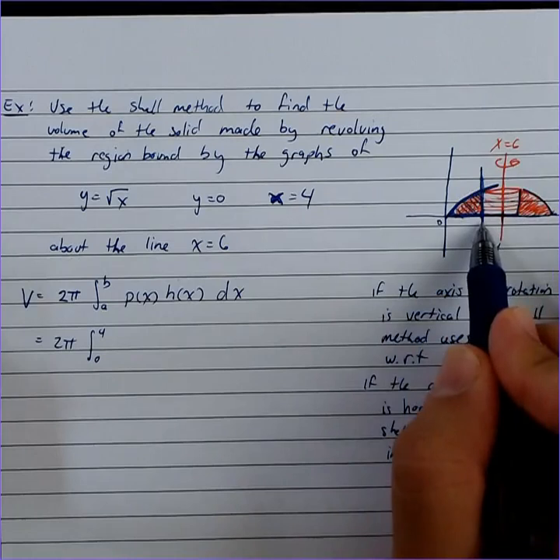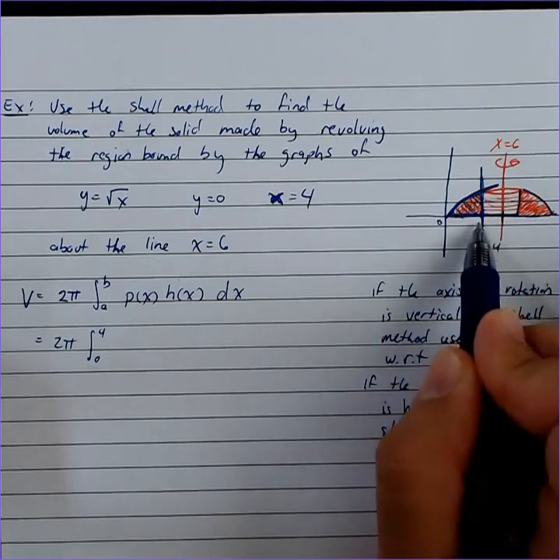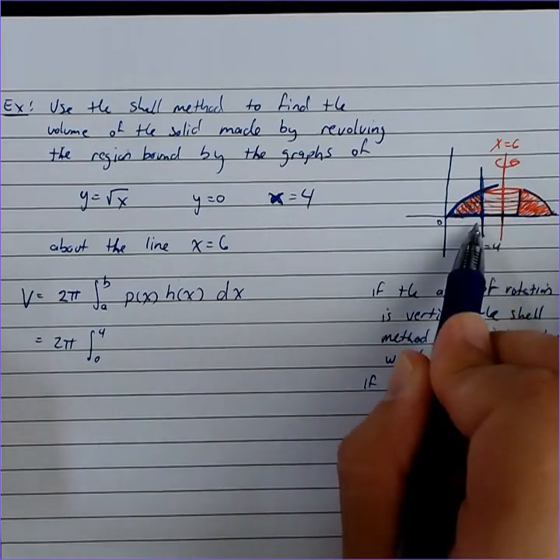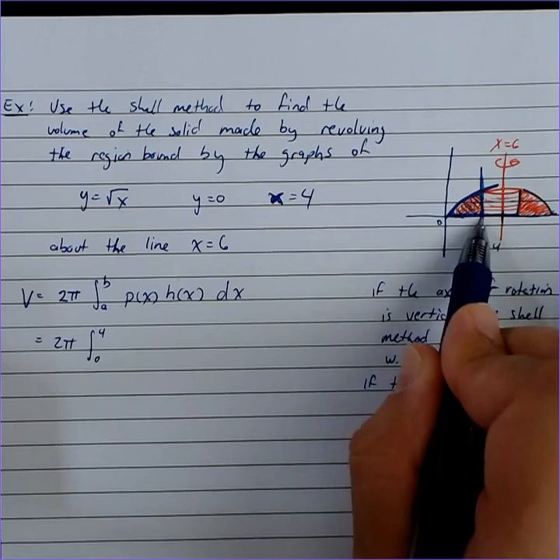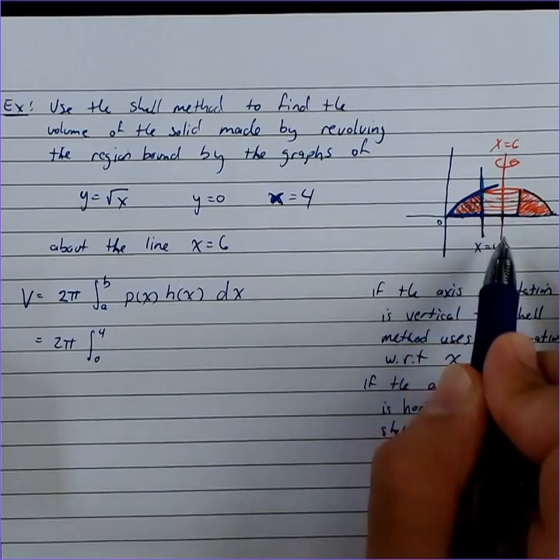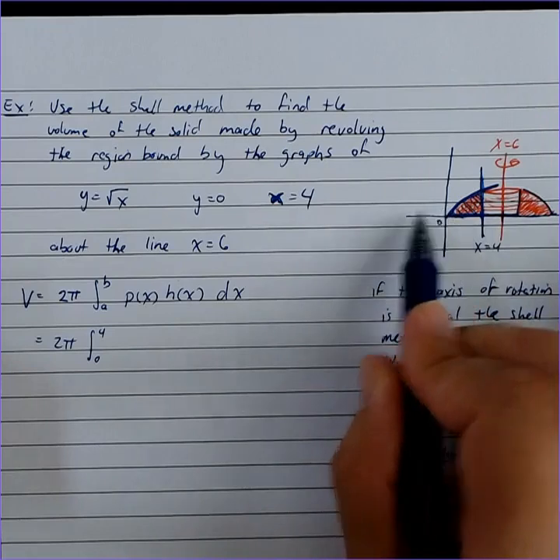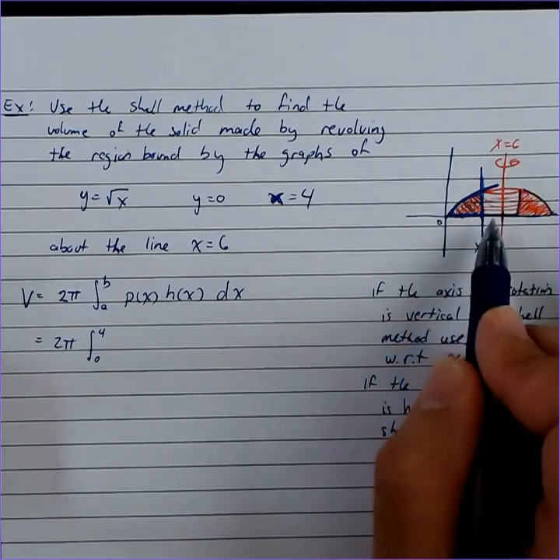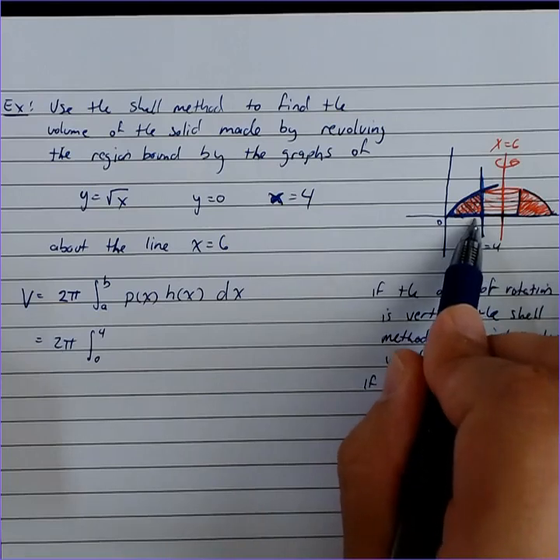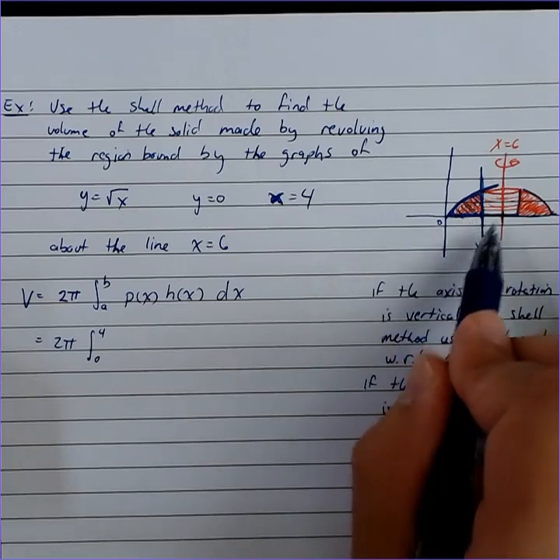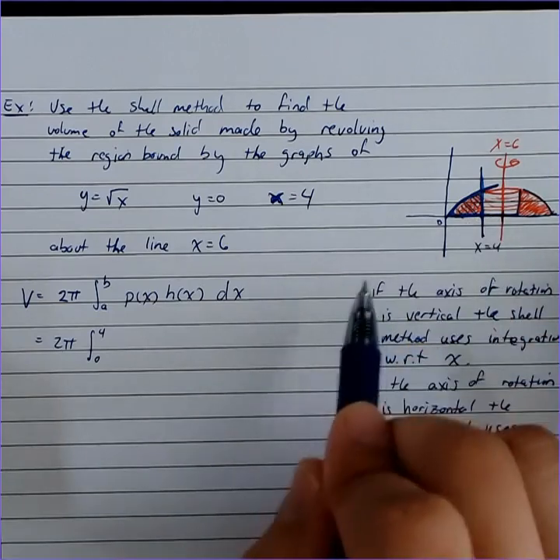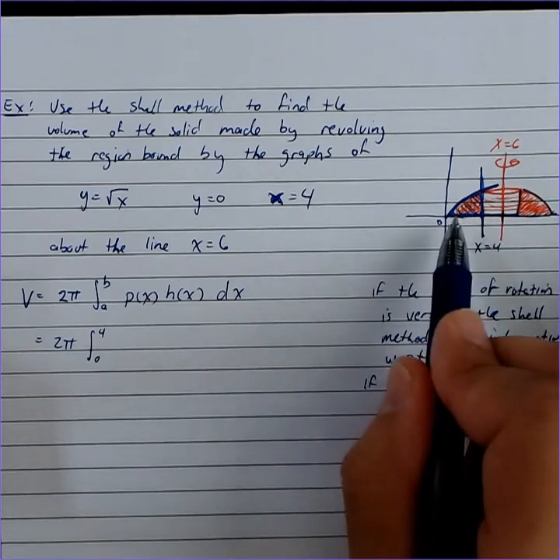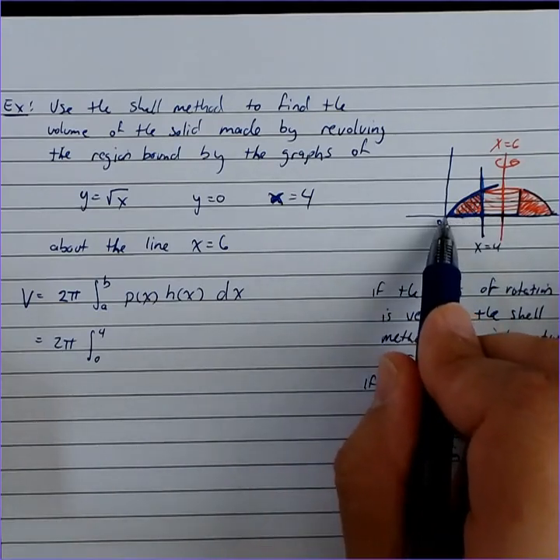Well, let's see. Right here, x is equal to 4. So how far is it from this point to the axis of rotation? Now remember, the axis of rotation is not the x-axis or the y-axis anymore. It's this line right here. Well, if this is x equals 4, and the axis of rotation is at x equals 6, the distance is 2.